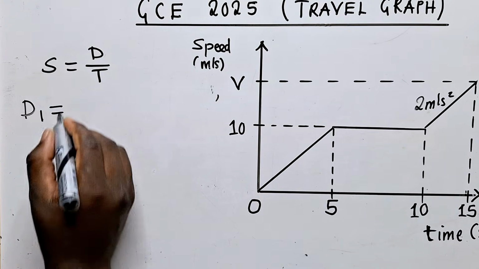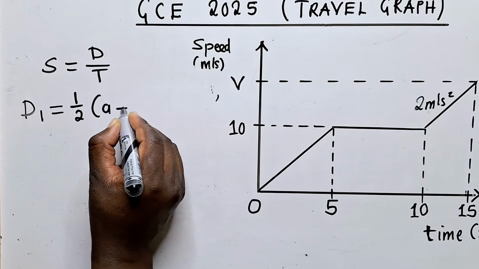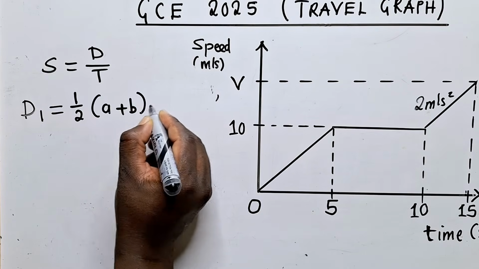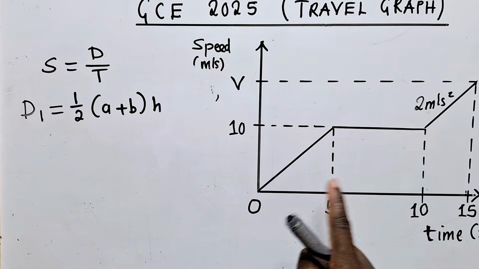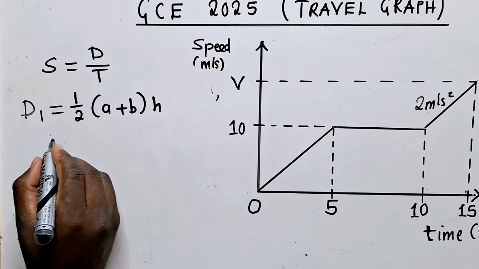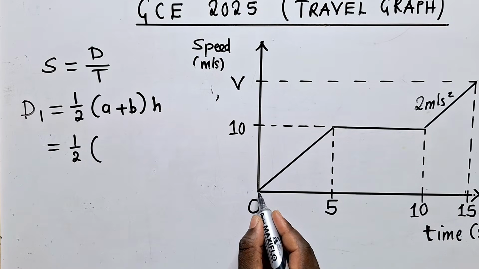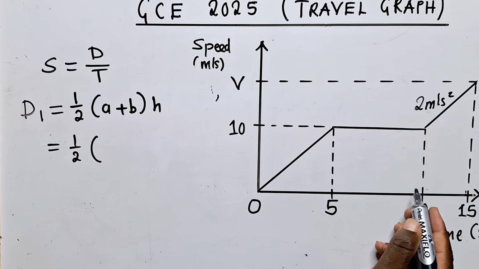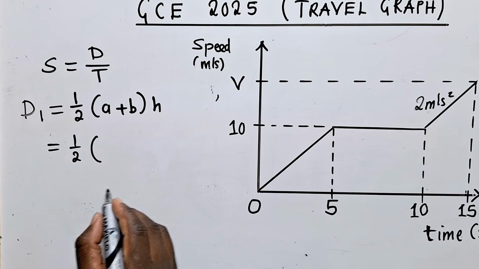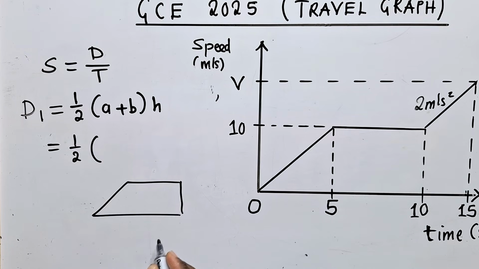So that would be 1 over 2, open bracket, A plus B, H. So this is the formula for finding distance, and that's called distance 1. So what is our A? Our A will be from here to here. So remember, this is a trapezium. When finding distance, you get that trapezium, the way it looks. This is how it looks.